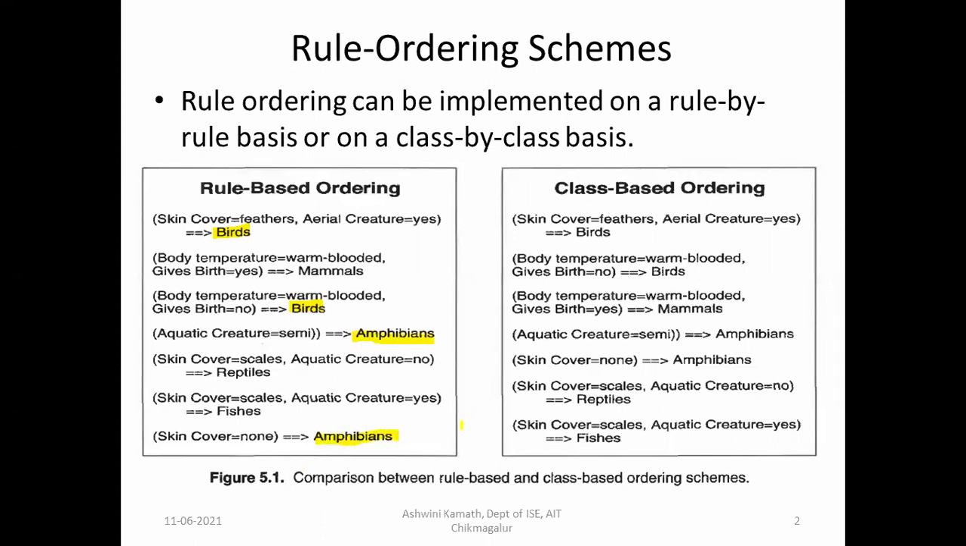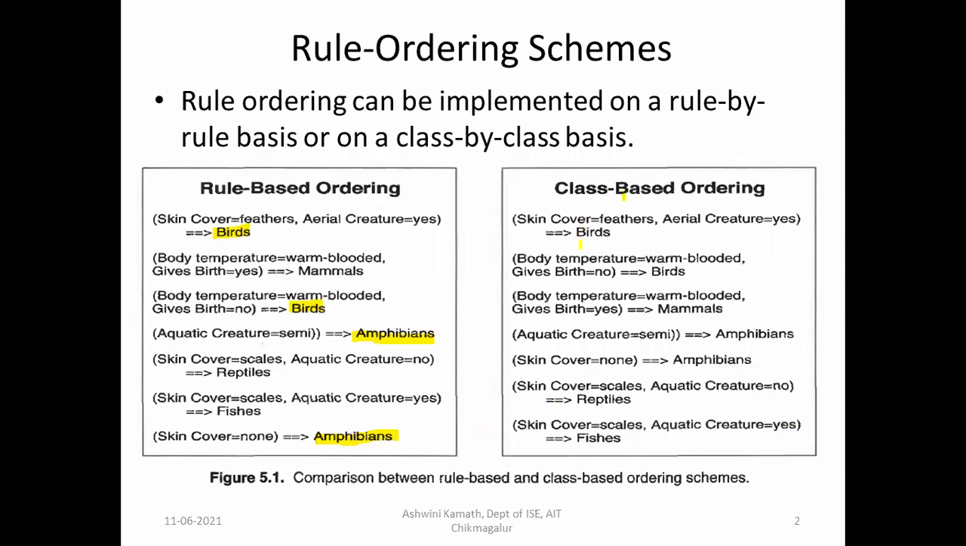So here it doesn't depend on the classification. It is based on the rule, that is, based on the values of the attributes. Based on the values of the attributes, we are creating rules here. But in class-based ordering, it is based on the classification.